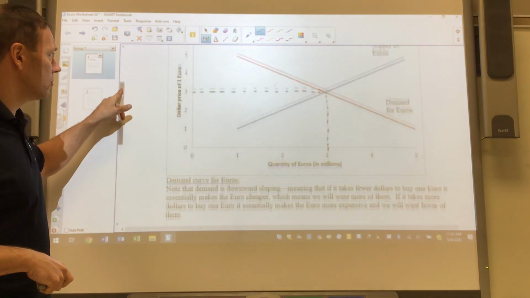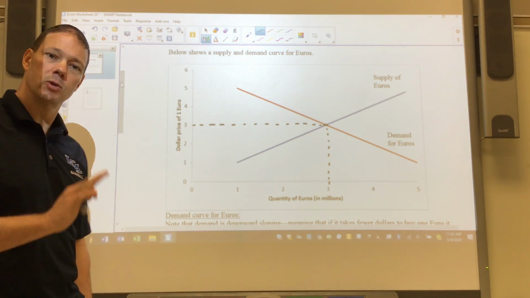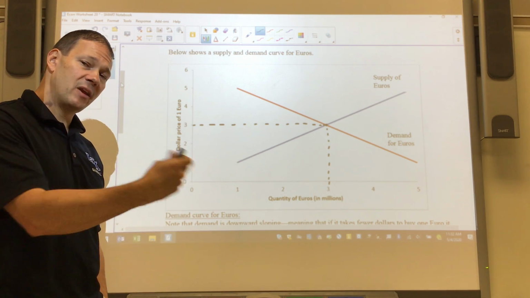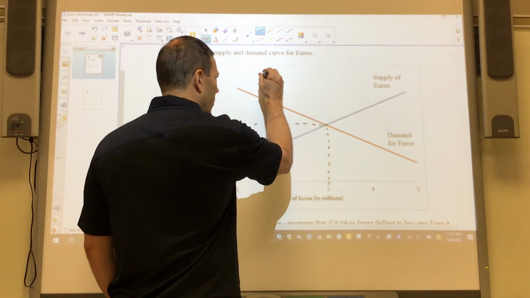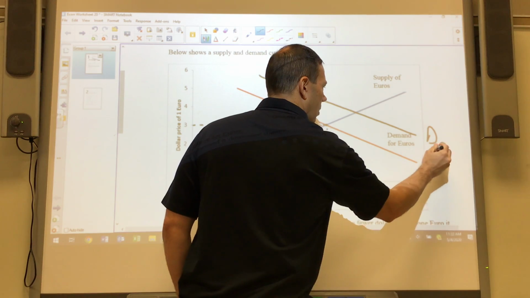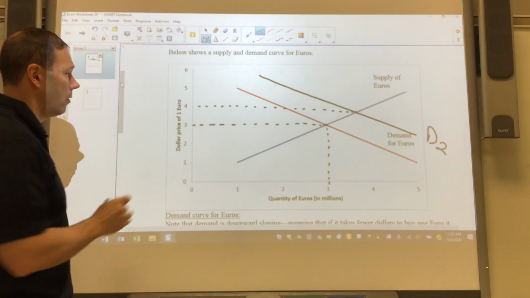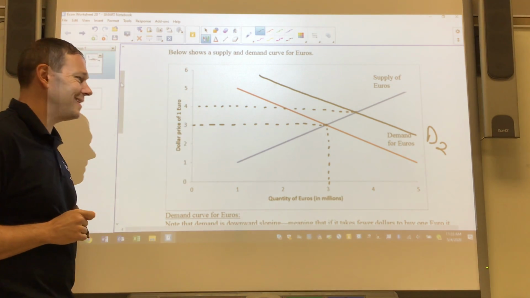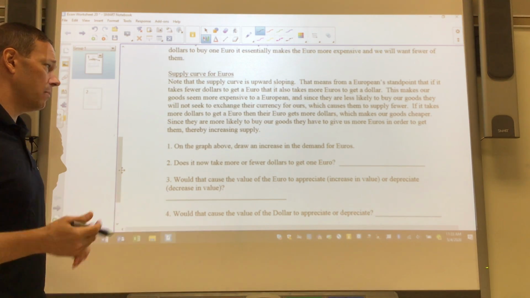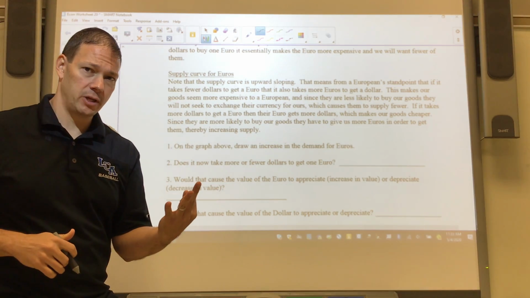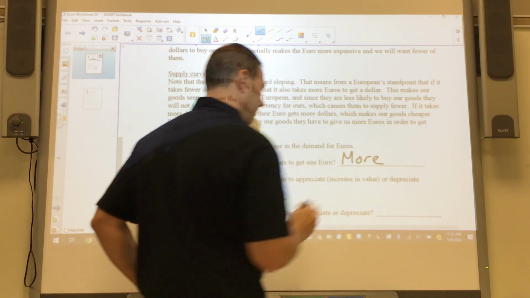It says on the graph above, draw an increase in the demand for euros. So we start with, it takes $3 to get 1 euro. Okay, so if you're going to go to Europe and you want to get a euro, you have to give them $3 of our dollars to get that 1 euro to buy whatever you want to buy with that euro. Now, let's say that demand increases, like so. Okay, we'll call it D2. Now, notice here what happens to the price of a euro. It now takes more dollars to get that euro. Now it takes $4 to get that euro. Does it take more or fewer dollars? Well, obviously, it used to take $3 to get the euro. Now it takes $4, so it takes more dollars to get that 1 euro.